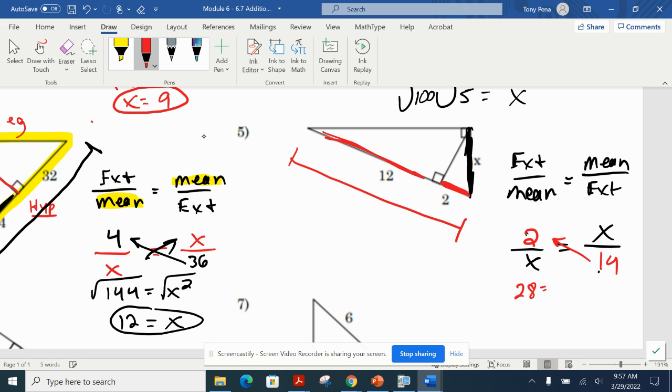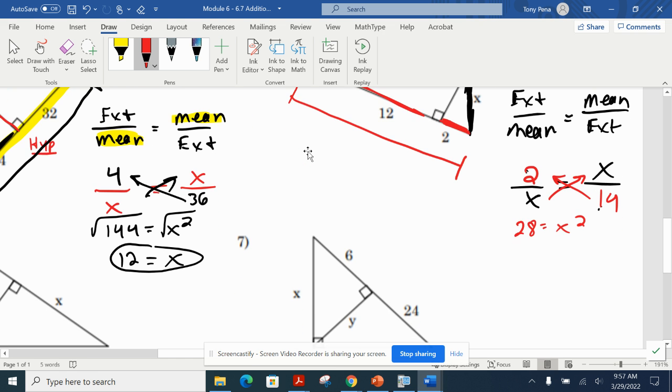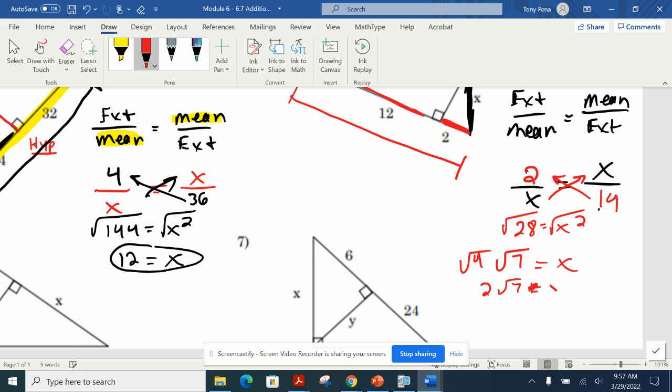Cross multiply. This unfortunately is not a nice perfect square, so we'll have to revisit simplifying a radical. When we take our square root, 28 is a nice one. That won't take us too hard to find. That's 4 and a 7 will give you 28. 4 is that perfect square. The square root of 4 is 2. And then that is equal to x.